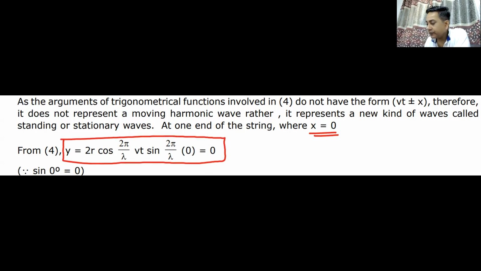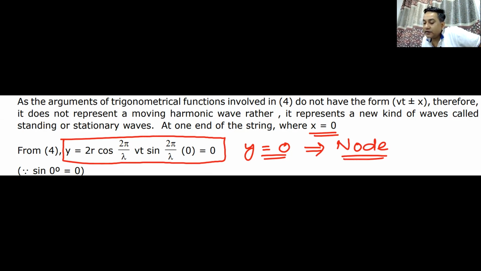Where x is 0, y is 0. Here the displacement of the particle will always be 0. The particle will not be displaced at all. It will just remain there. These points are known as nodes. A node means a position where the displacement of the particle is 0. Can you remember it? Node. Please note down node. And this node in this case happens where x is equal to 0.